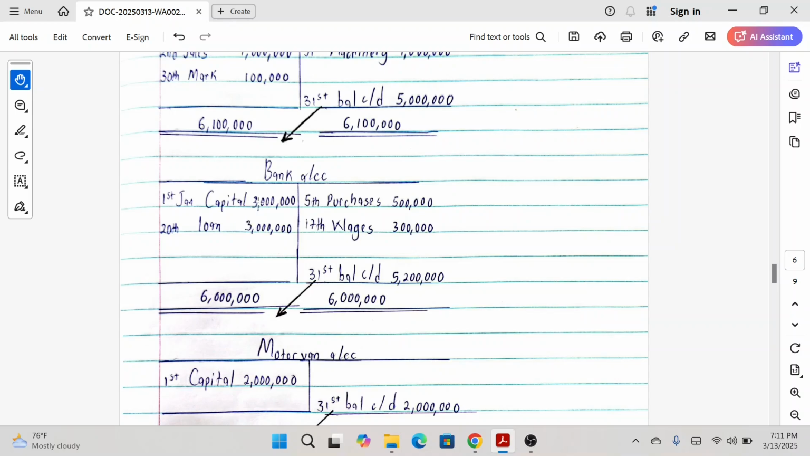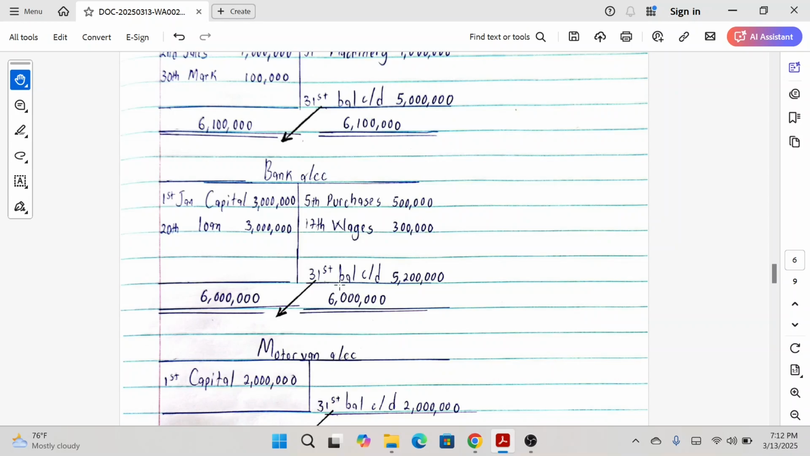Then from our steps, I told you, you calculate to know which side is lesser. This side is 6 million and this side is lesser. When you get the difference between 6 million minus this, you're going to get 5.2. This 5.2, the difference, is called the balance carried down. Now when you add up this and this, you're going to get 6 million. This ending figure, the closing balance, works as our opening balance in the period of February when we are handling bank. So we have balanced off this T account.